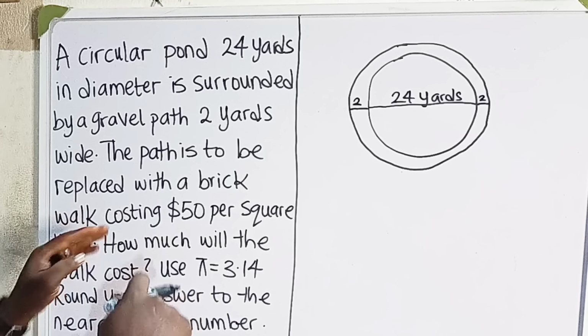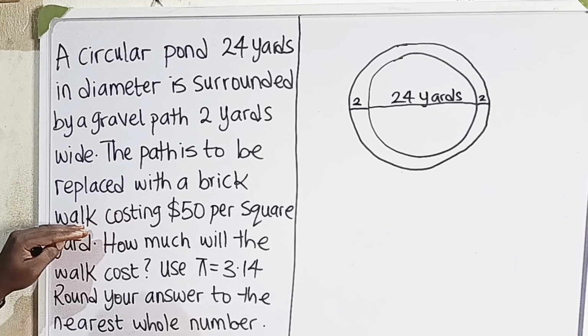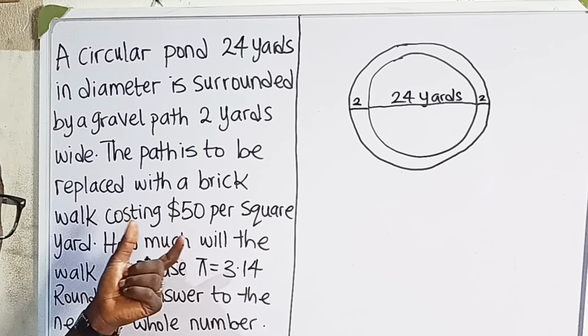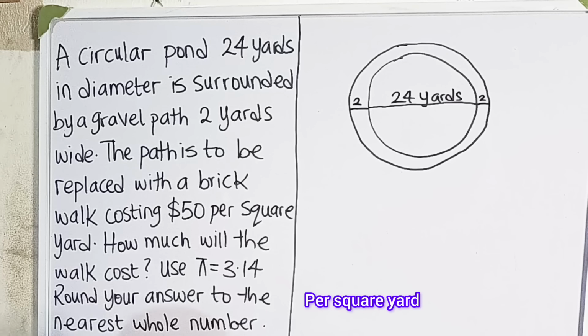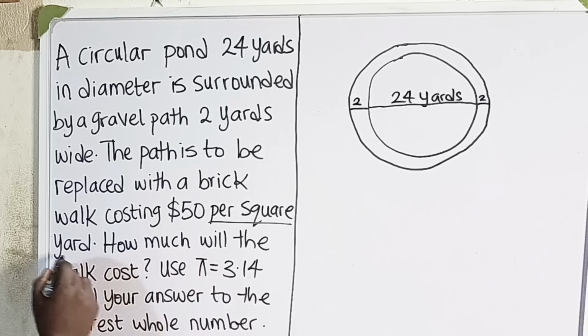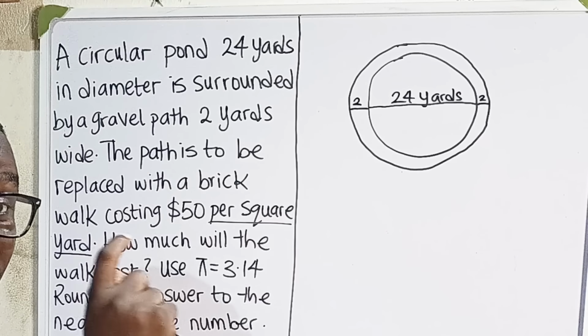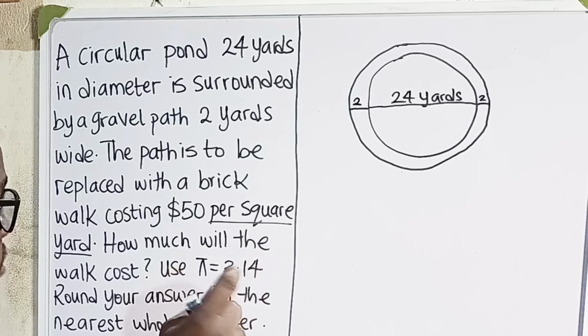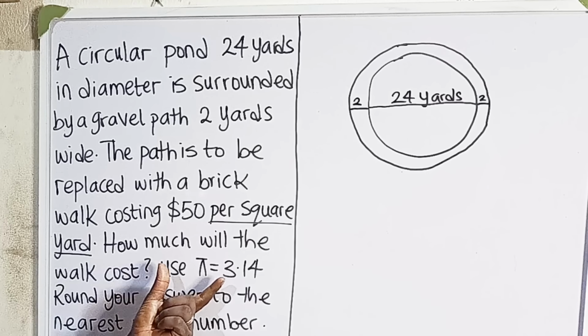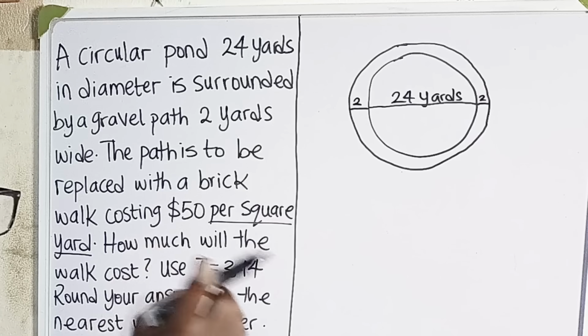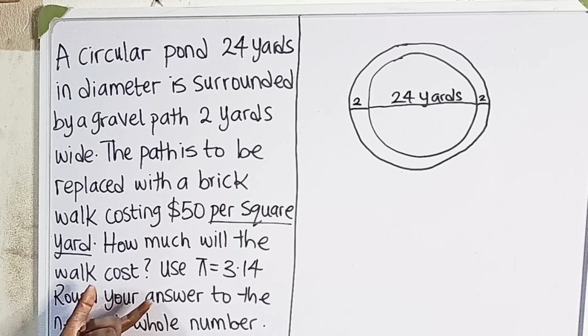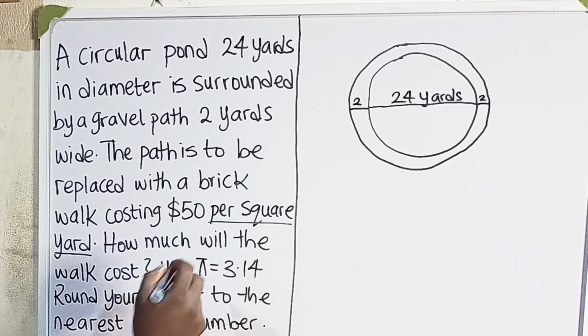Now let's continue with the question. The path is to be replaced with a brick walk costing $50 per square meter. So per square meter is very important. It gives a description of something we should calculate. How much will the walk cost? Use pi to be 3.14. We are told to round the answer to the nearest whole number. So before we go back to this diagram, let's consider this.